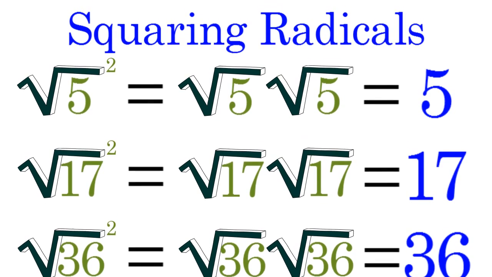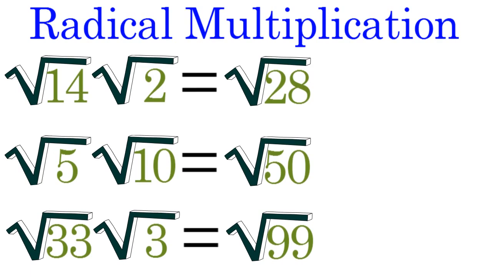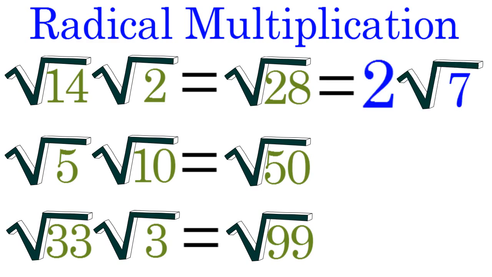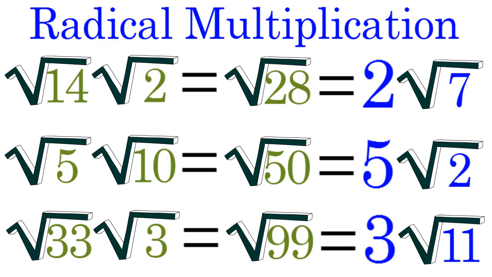Multiplication with radicals is similar to multiplication with integers. When multiplying radicals, in some cases the result can be simplified. For example, radical 14 times radical 2 equals radical 28, which simplifies to 2 radical 7. Radical 5 times radical 10 equals radical 50, which can be simplified to 5 radical 2. And radical 33 times radical 3 equals radical 99, which can be simplified to 3 radical 11.